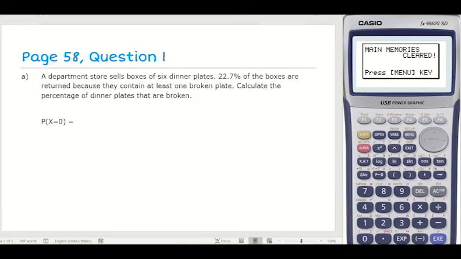Let's have a look at the questions on page 58. So what we've got here is our inverse binomial, and knowing that, I'm just going to look through and find the info I need.